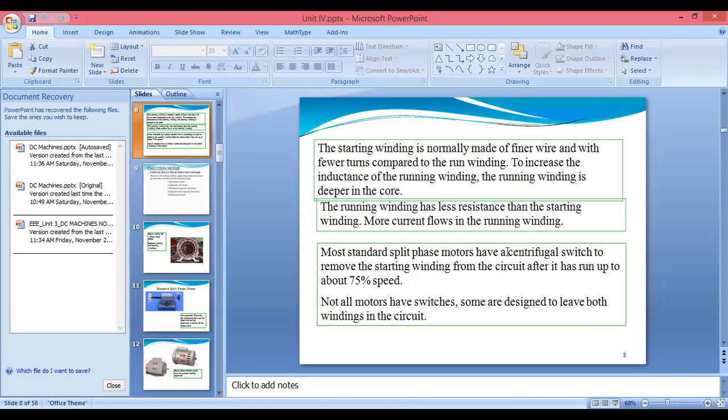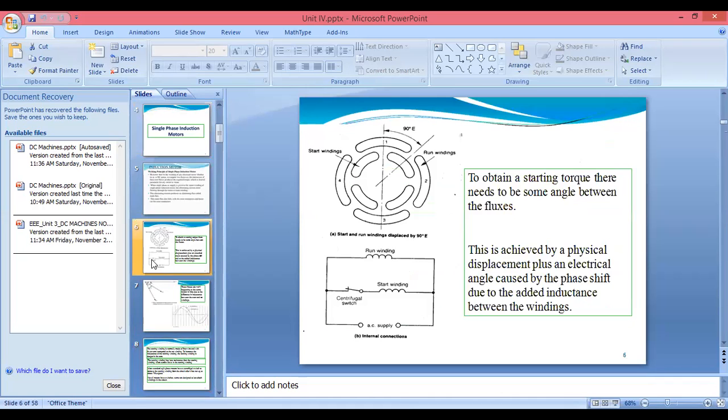So what we are saying here is that the most standard split phase motor will have a switch, and that switch will be used to remove the starting winding from the circuit after it has run up to 75% speed. It means what? When we are having the stator, when we are having the AC motor, when we give the power supply, at that time that switch will be closed. And if you see, the run winding will have a higher number of windings as compared to the start winding because it is in the running position.